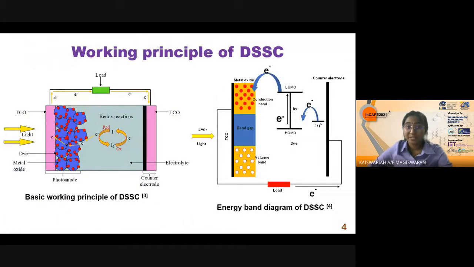The working principle of a DSSC is quite simple. When the sunlight gets absorbed by the dye molecules attached on the semiconductor oxide surface, it becomes excited. The dye then ejects the electron that will move through the semiconductor oxide and exits the anode. Then, the electron will move throughout the external circuit to the load and to the counter electrode.